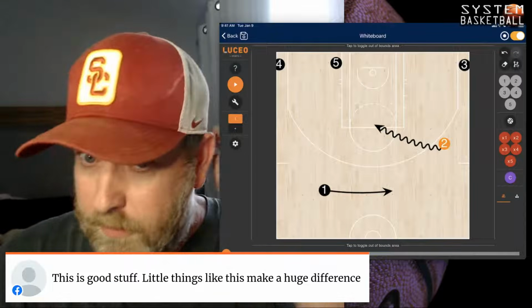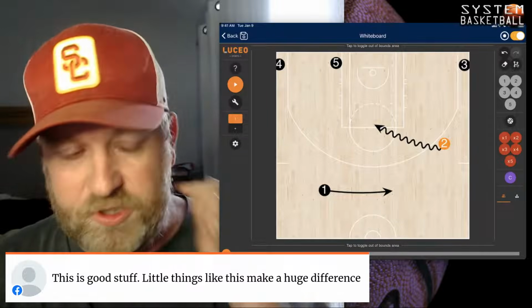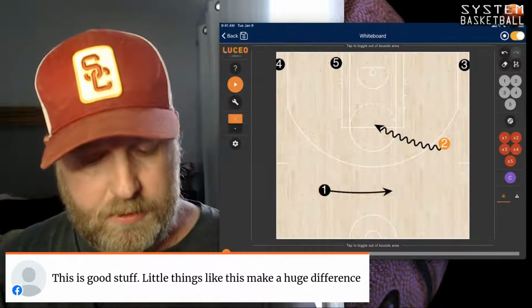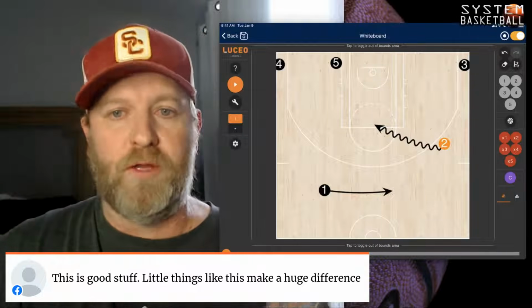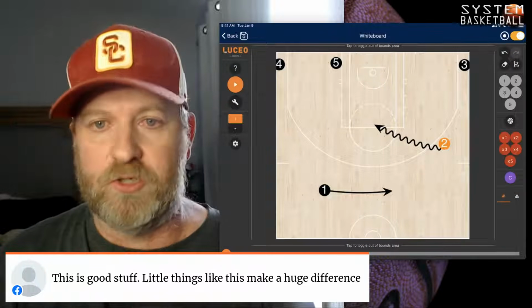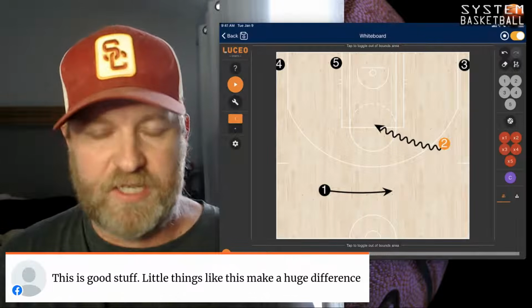Appreciate that. This is good stuff. Little things make a huge difference. It does. I'm very passionate about the dribble drive. You guys probably know this. It is more than roll it out and let your kids play. You need to coach up the details. You get what you emphasize.